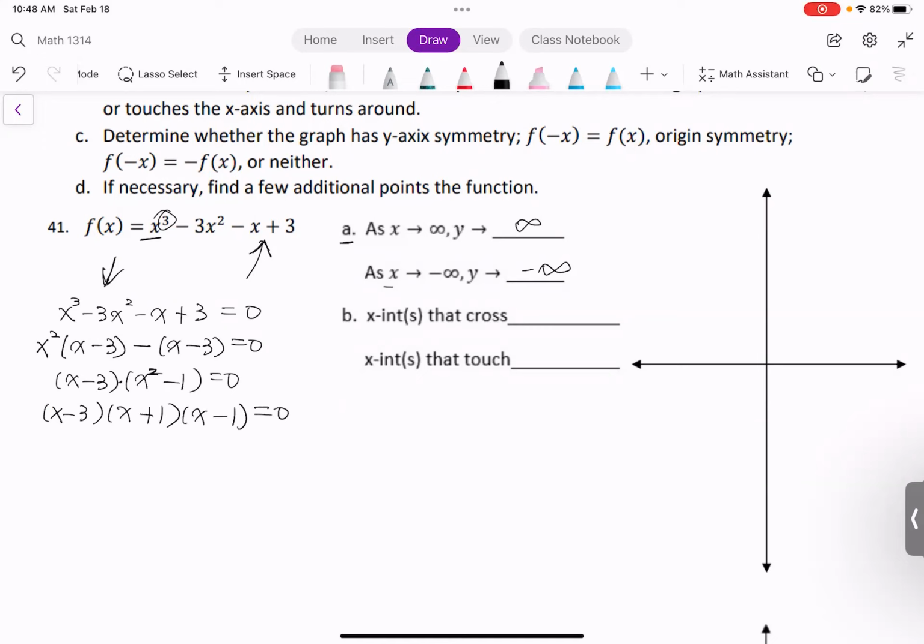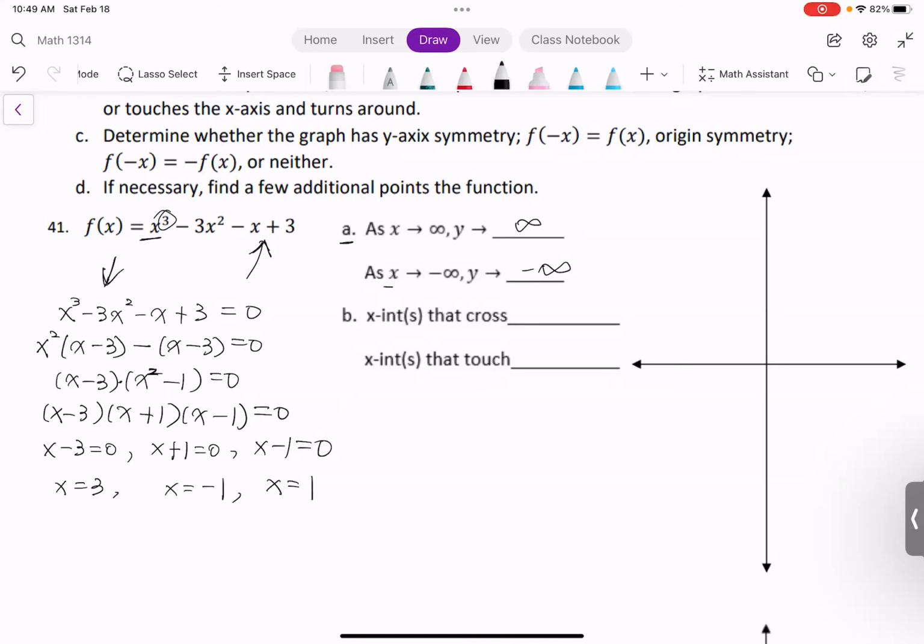Solve for x. First equation, x minus 3 equals 0. X plus 1 equals 0. X minus 1 equals 0. Solve for x: add 3 to both sides, x equals 3. Then subtract 1 from both sides, x equals negative 1. And x equals positive 1.